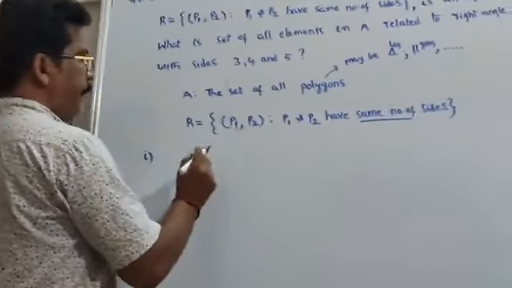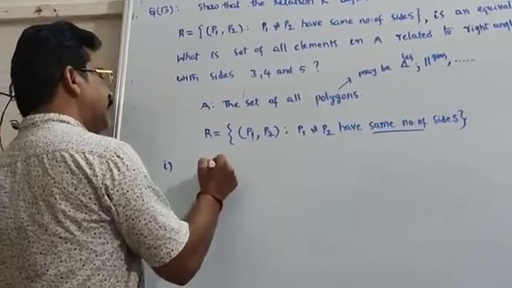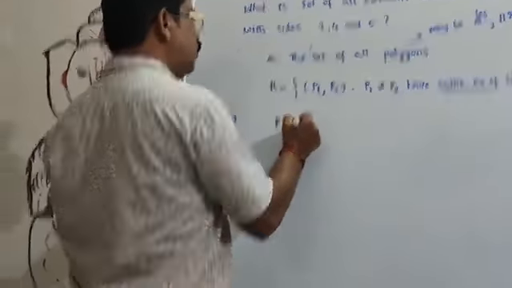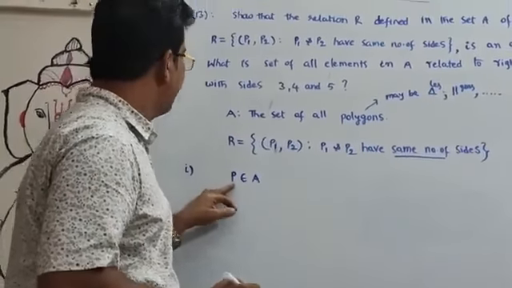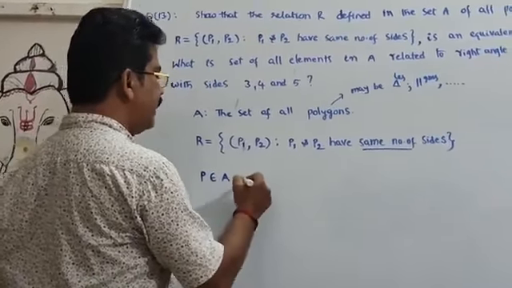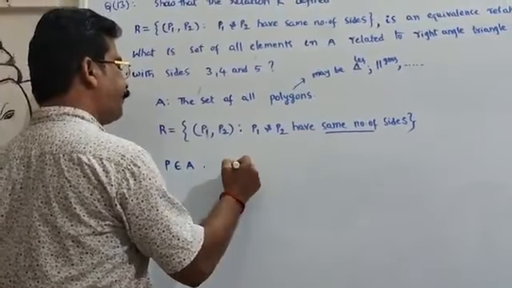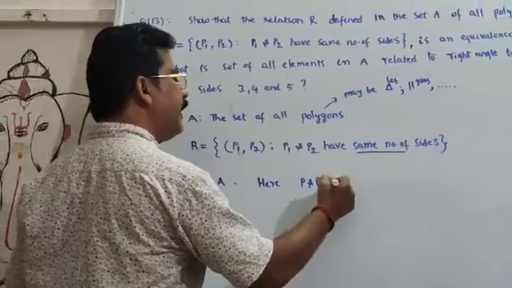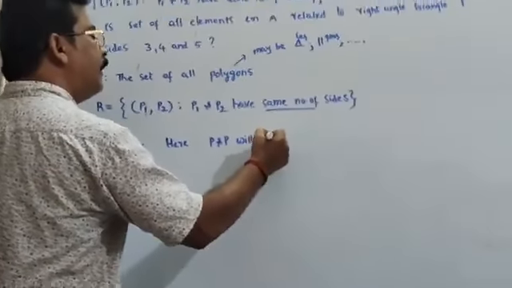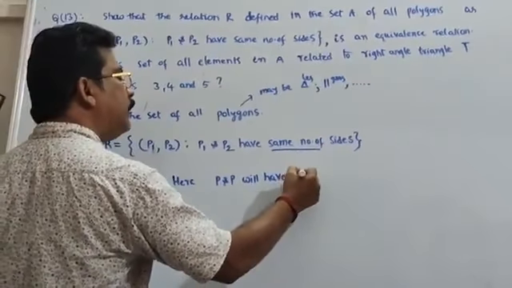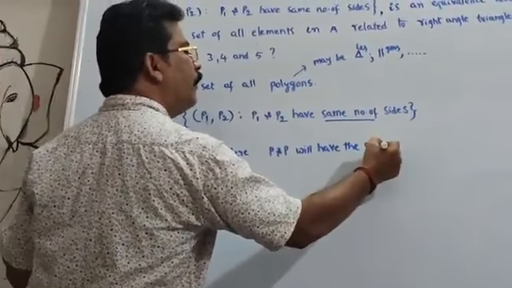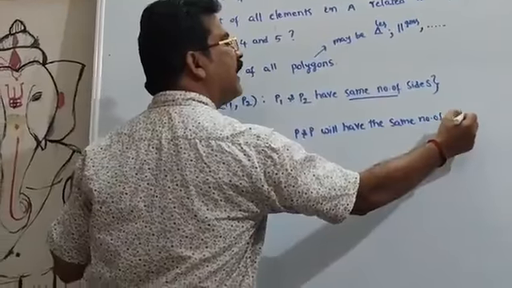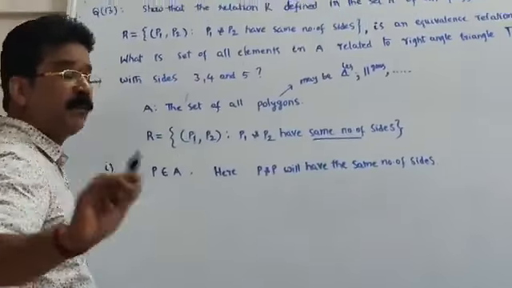So, for P, capital P, it belongs to capital A. Capital P is a polygon. So I am telling that here P and capital P will have the same number of sides. Same number of sides means what?